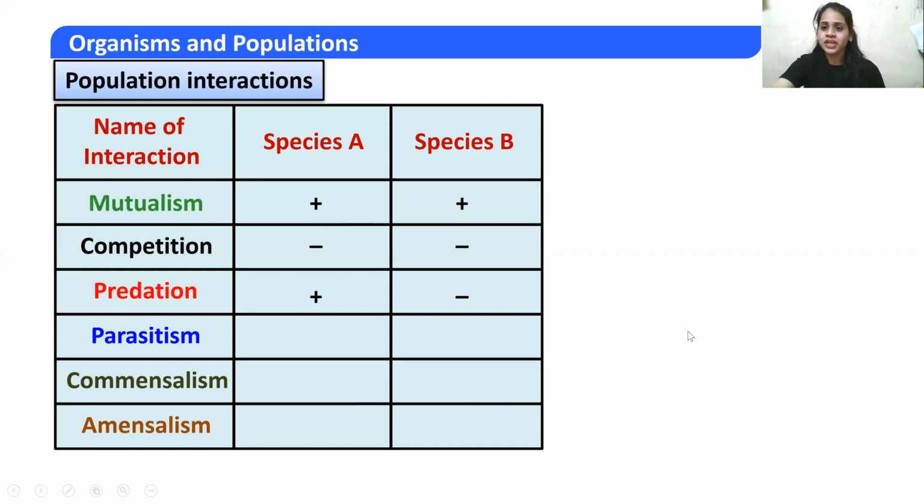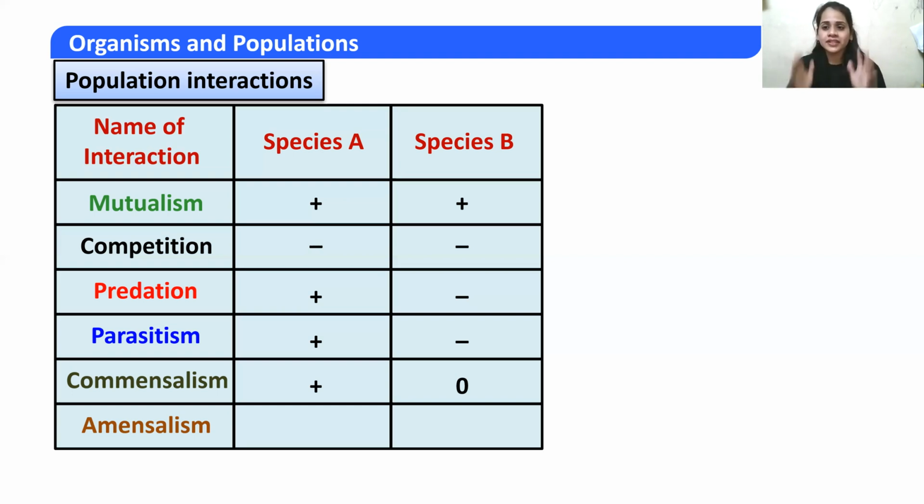Then predation: one species is going to benefit and the other is going to be harmed. That is why over here it is plus and minus. So in predation, one species is benefited and the other is harmed. Parasitism is again the same thing. One is going to get benefited, the other is going to get harmed. In commensalism, one is going to get benefited and the other is neither going to get benefited nor harmed. That is why I've written 0. So what does that mean?